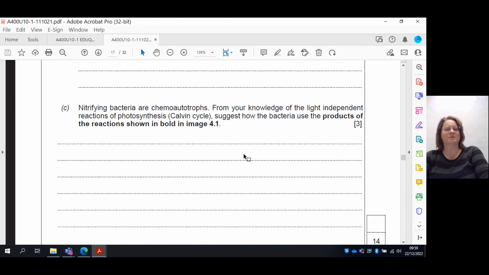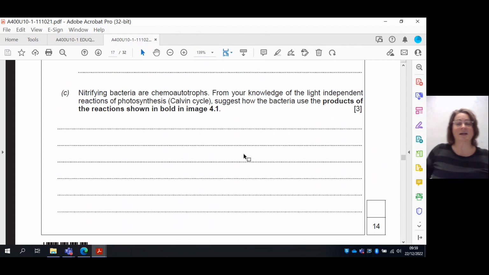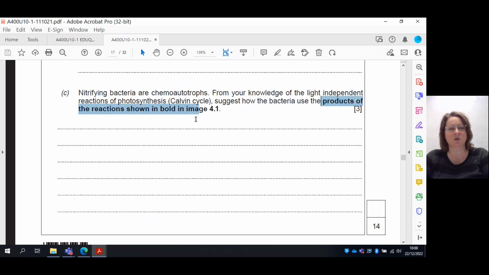Right, then this one here, because we can, it's now branching out and flicking over from what was a question on respiration or the electron transport chain and nitrogen. It now moves over into photosynthesis, just because it's another biochemical process, all the small scale stuff in one question. Nitrifying bacteria are chemoautotrophs. From your knowledge of the light-dependent reactions of photosynthesis and the Calvin cycle, so from what you already know, suggest how bacteria use the products of the reaction shown.